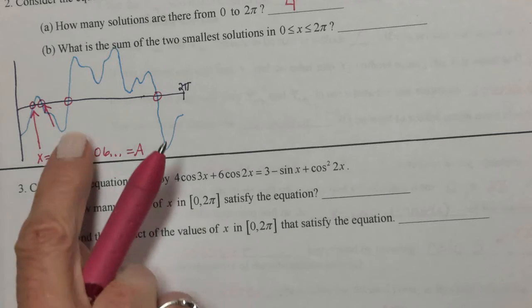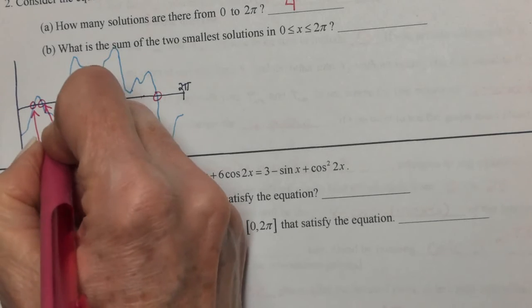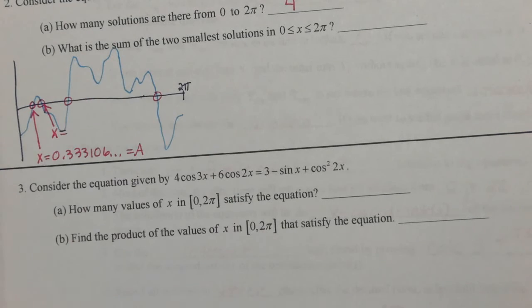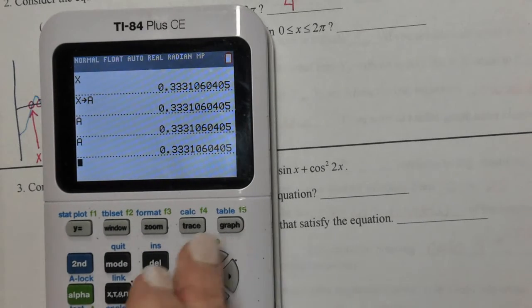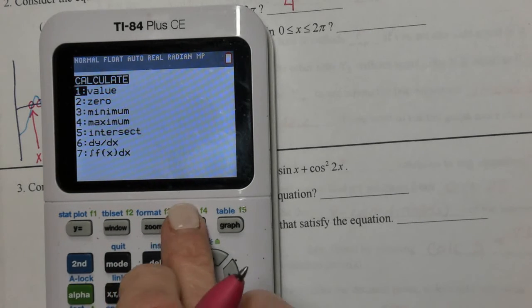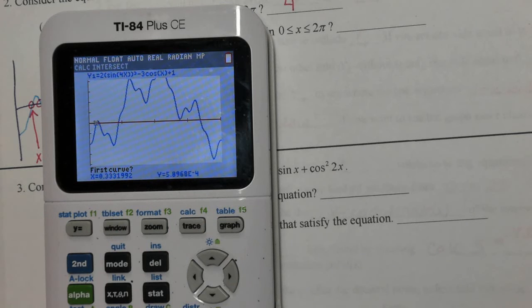So now I'm going to go and get this next one, and I'm going to store that in for B. So go back to second calc, 5 for intersect, and we don't have to go too far to get to that next value. Enter, enter, enter.